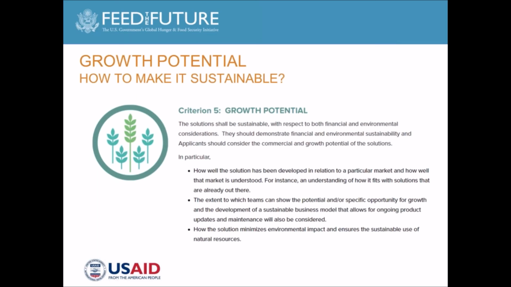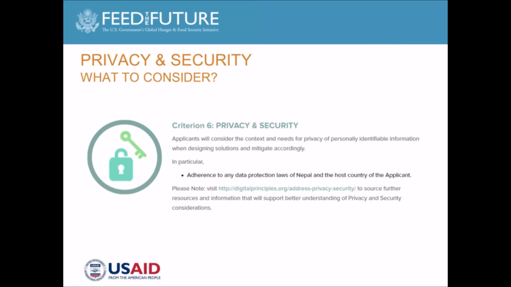And then how the solution minimizes environmental impact and ensures the sustainable use of natural resources, which is of particular interest because we are talking about agriculture productivities, and so the use of natural resources. And then a final criteria talks about privacy and security.